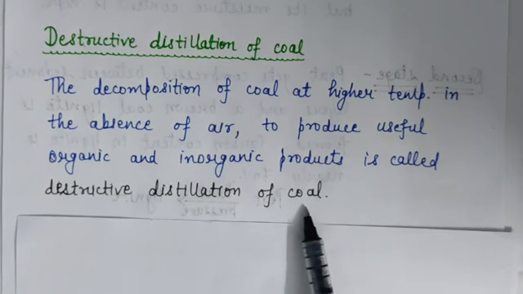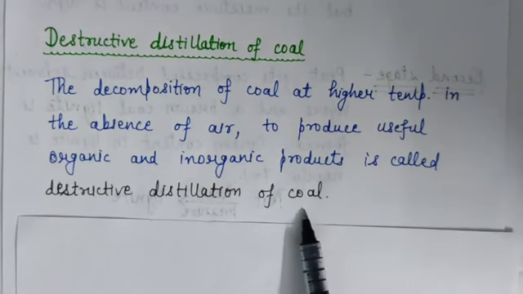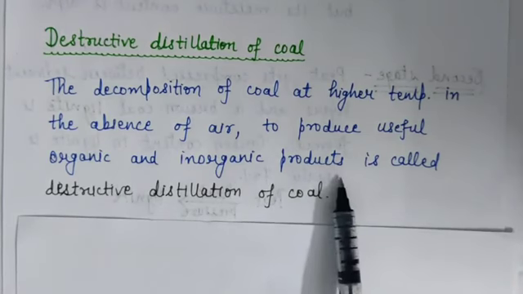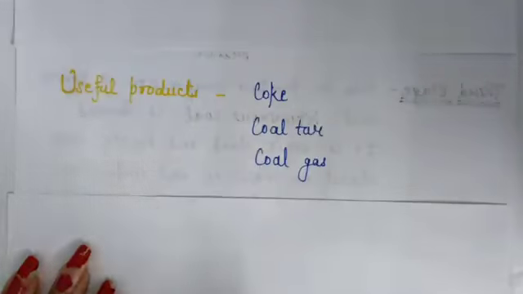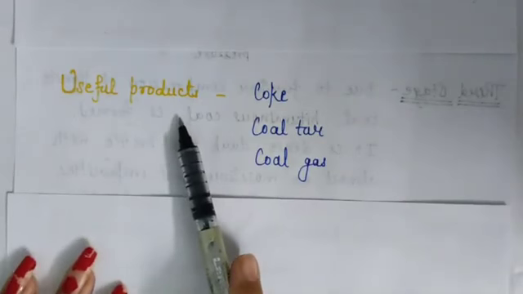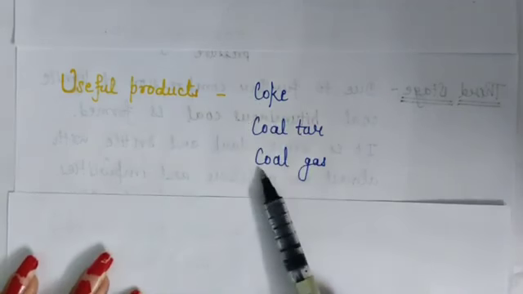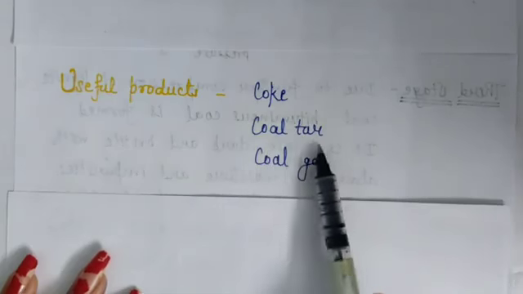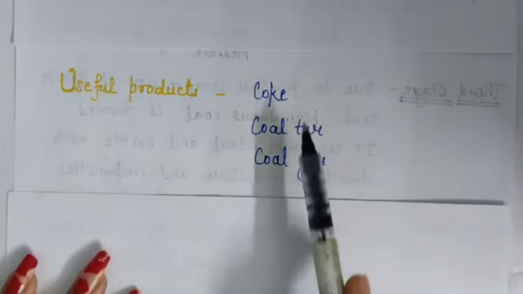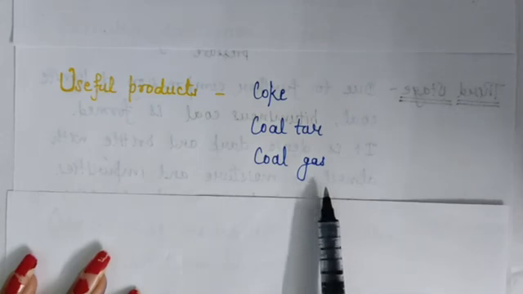Okay, in destructive distillation of coal, some useful organic and inorganic products are formed. Now what are the products obtained from destructive distillation of coal? That is coke, coal tar and coal gas. Coke, coal tar and coal gas are some useful products obtained from destructive distillation of coal. Let's learn about them one by one.